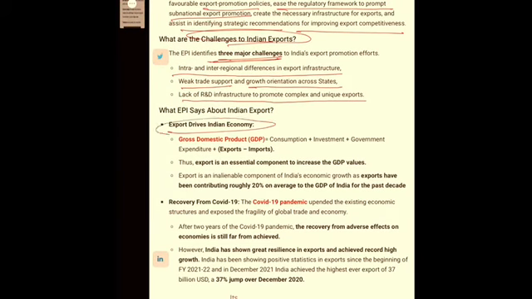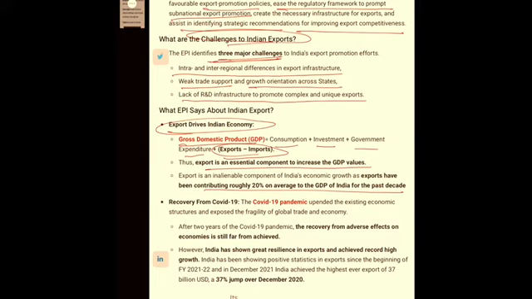Export drives the Indian economy. Gross domestic product is equal to consumption plus investment plus government expenditure plus export minus imports. Thus, export is an essential component to increase the GDP values. Export is an inalienable component of Indian economic growth, as exports have been contributing roughly 20% on average to the GDP of India for the past decade.